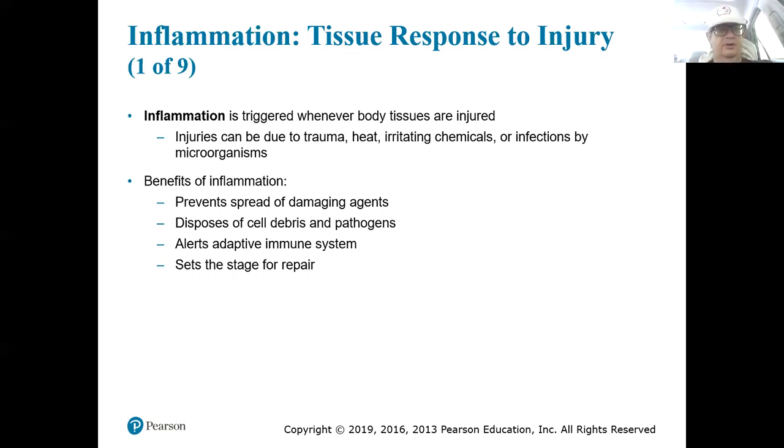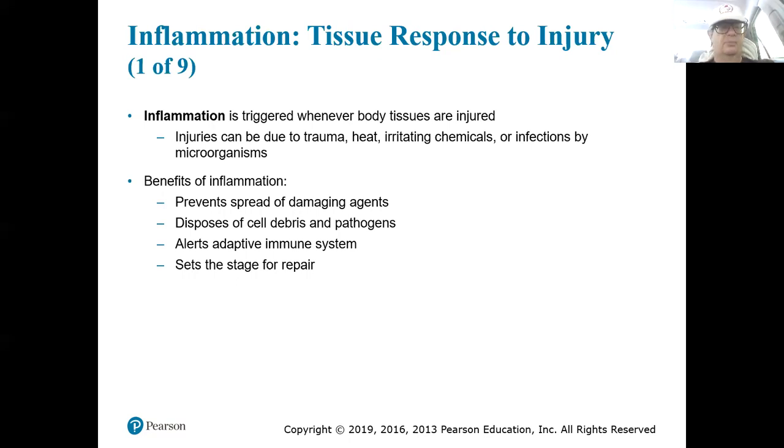Oh, and here we are. So inflammation is triggered when body tissues are injured. Injuries could be trauma, heat, irritating chemicals, infection. What are the benefits of inflammation? Well, you might say there are benefits, but actually the whole point, inflammation is part of your immune response. It's part of your immune system. It prevents the spread of damaging agents, disposes of cell debris and pathogens, alerts the adaptive immune system, sets the stage for repair.